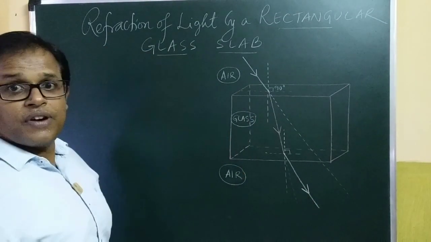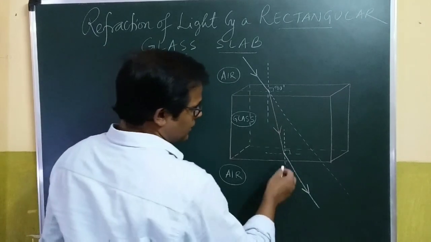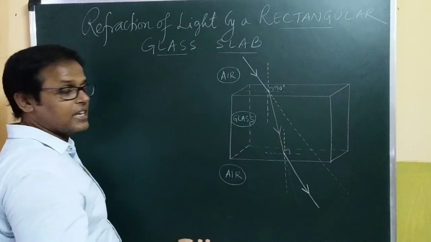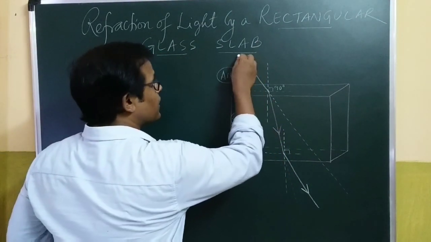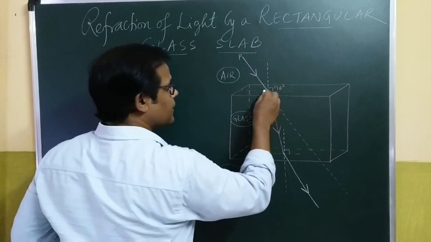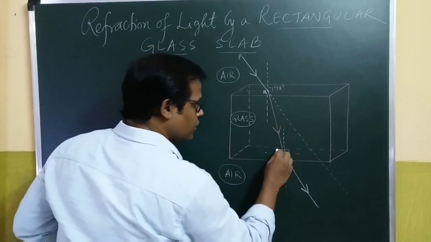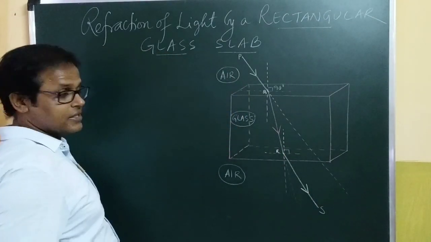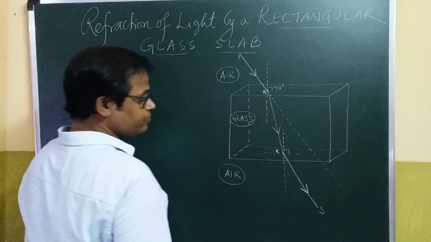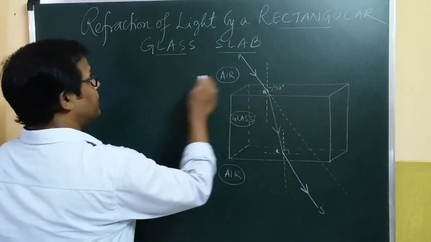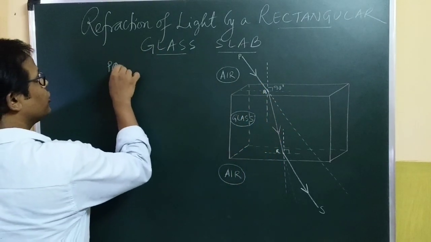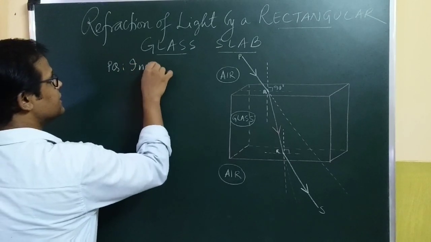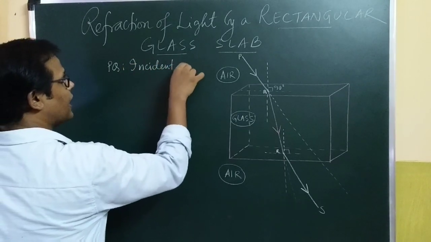This is how it refracts away from the normal, and you can clearly see the various angles as I will name it quickly. So let us call this ray as P, the point of incidence Q, this point of incidence R, this point of emergence called as S. Alright? So let us name it PQ.